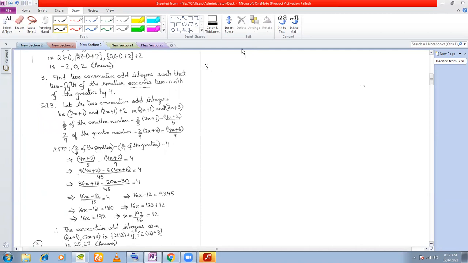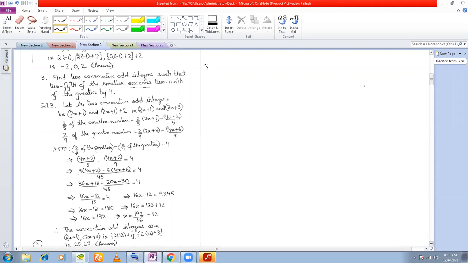That is what it means: you have to find two consecutive odd integers. Consecutive, as I told you that day, means one after the other. You take 2/5 of the smaller odd integer and 2/9 of the greater odd integer. The difference between them, if you subtract them, will come to 4. So that is what this question means.